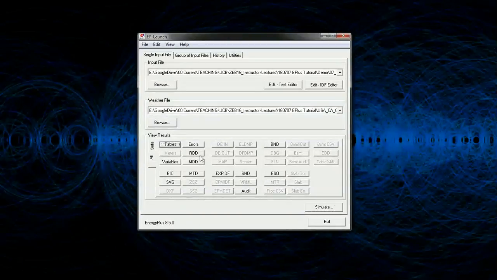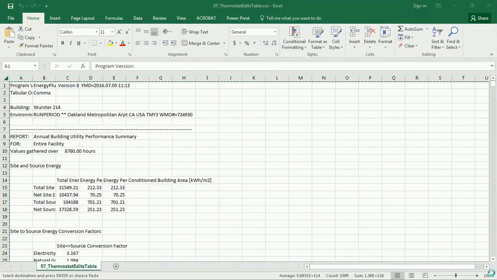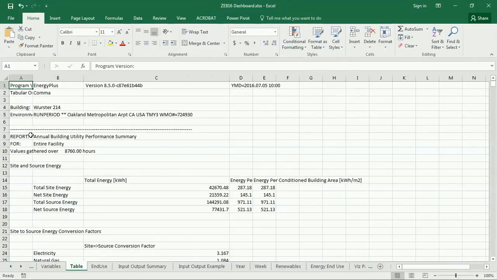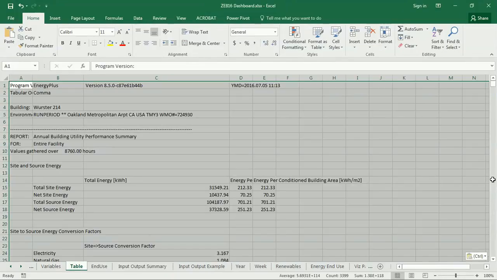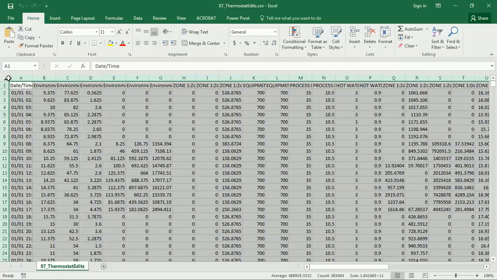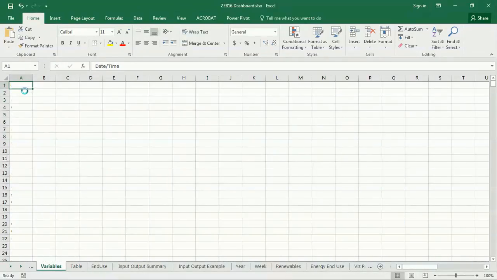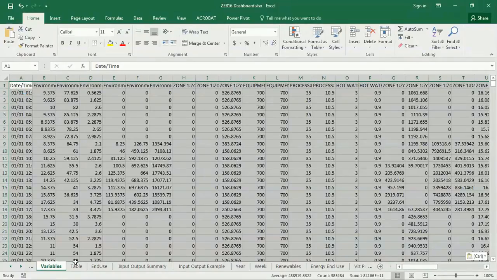So I'm going to open the table file and copy it to the dashboard under table. And I'm going to open the variables file and copy this to the dashboard under variables. And let's look at these in turn.